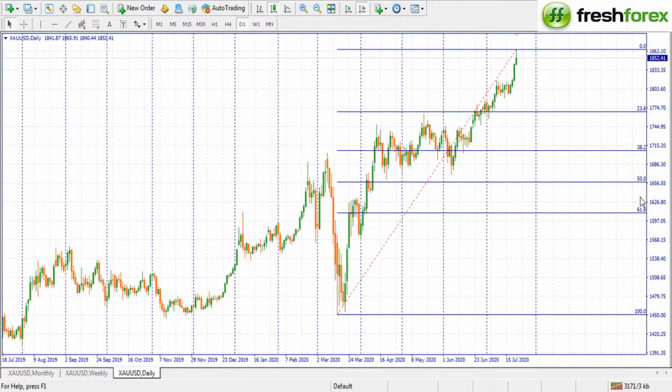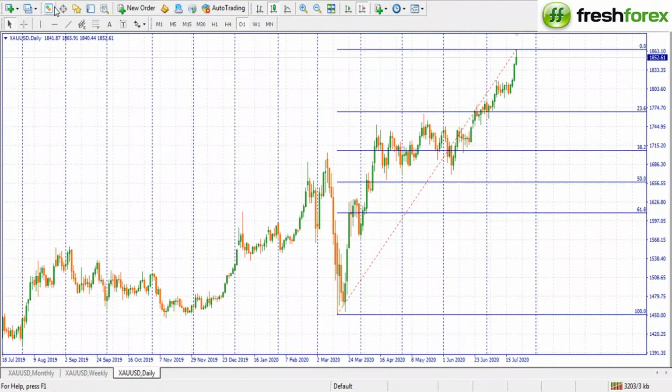So as it is now, as much as the weekly chart is a buy and the monthly chart is a buy, we still expect some retracement on the daily chart. We expect price maybe to pull back up to this point. We expect price to pull back up to around 23.6 or 38.2, or the next place is the 50.0% fib level.